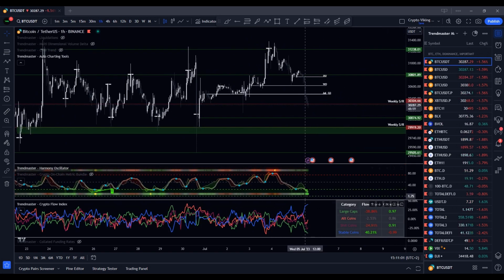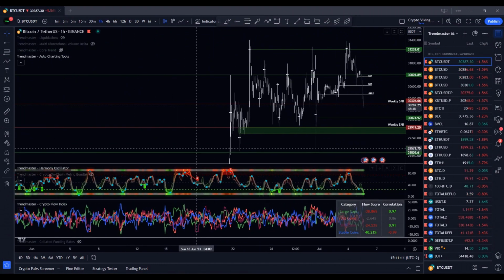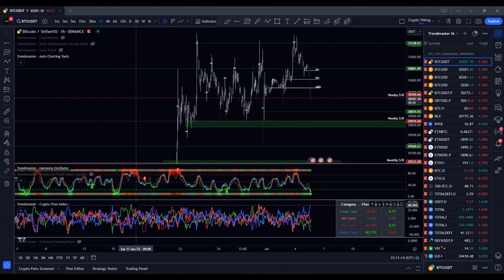We're getting to a point now where we're extremely oversold. The flow index, like I said, hasn't been like this in a long time. And just to go on to some more indicator-based tools, when was the last time it was at a value all the way here? Well, it was probably back on the 14th of January.